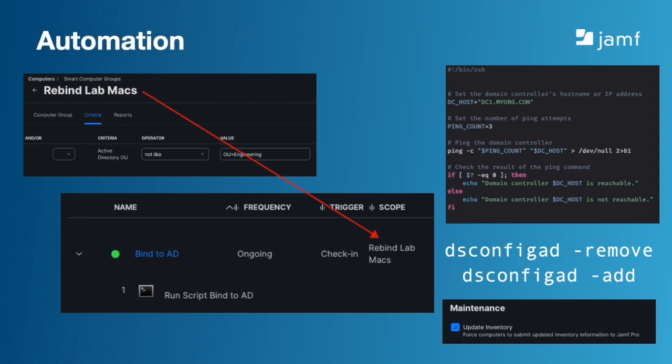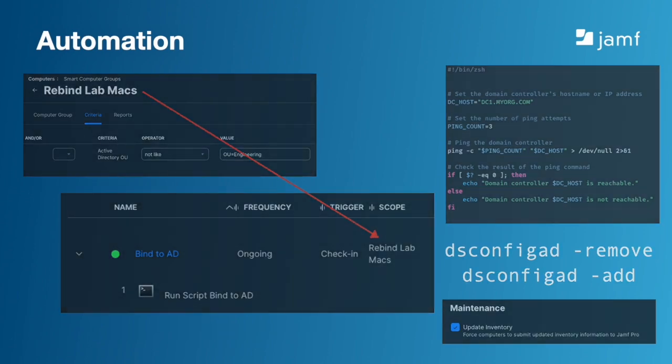This is the basic way you build automation for a Mac. When something changes from the state you want, you can detect it with a scripted extension attribute, use that extension attribute as the criteria for a smart group, use that smart group as the scope for a policy to remediate the condition, and then update inventory at the end so your server knows everything is back the way it should be.